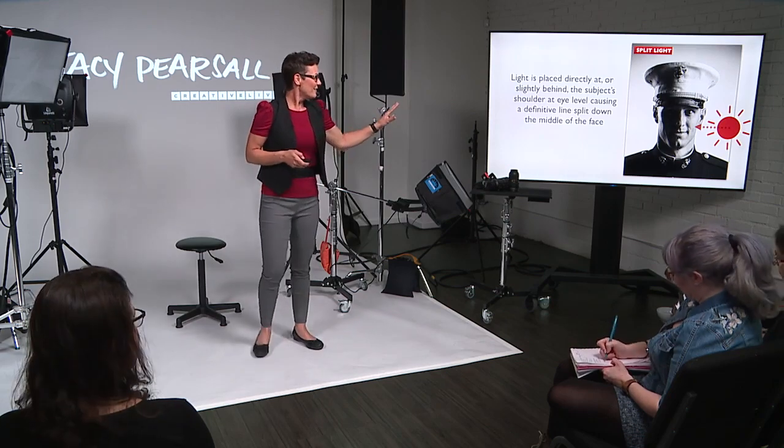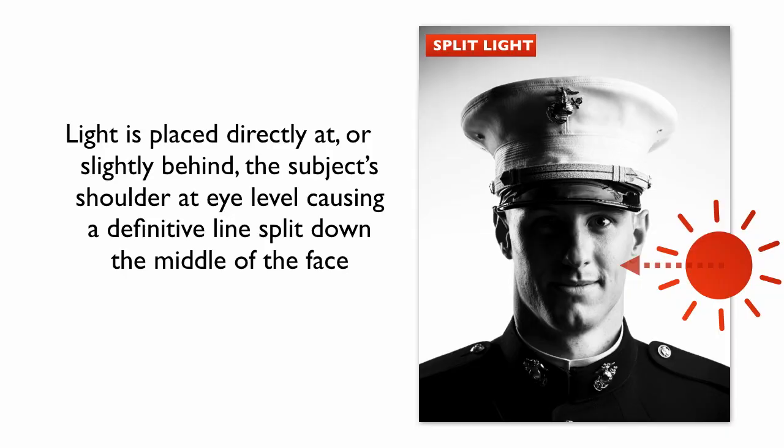Split lighting is achieved by having the light over or near the subject's shoulder on one side or the other, and the light makes a definitive line right down the middle of the person's face. And again, it adds a little bit of depth and mystery. It's dramatic.